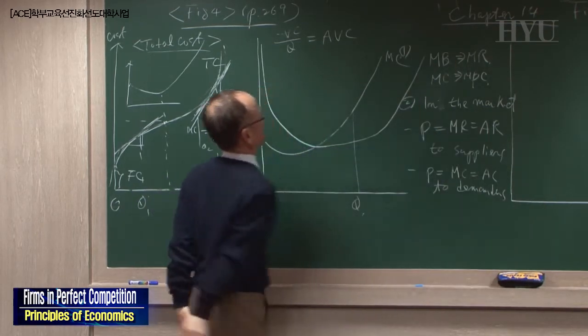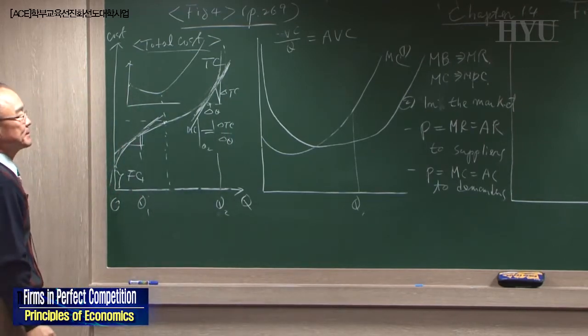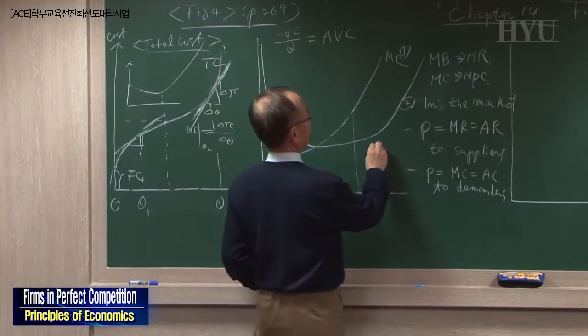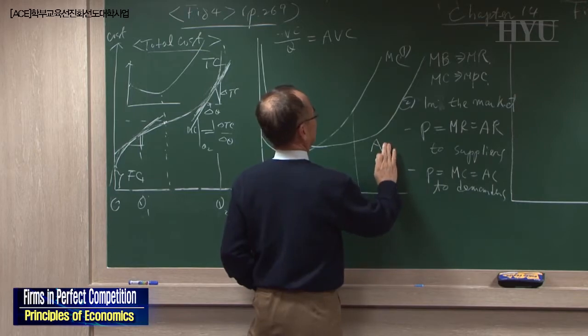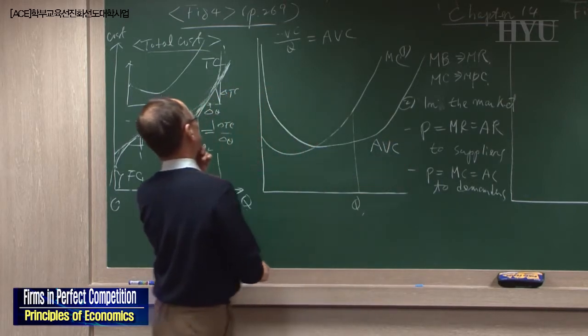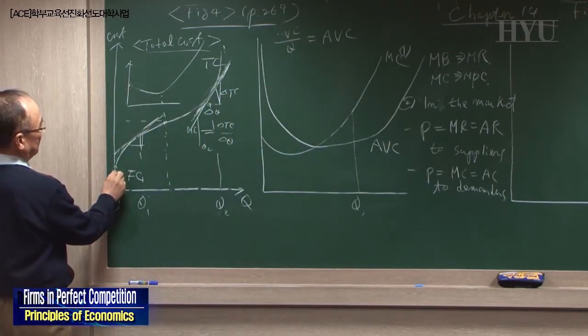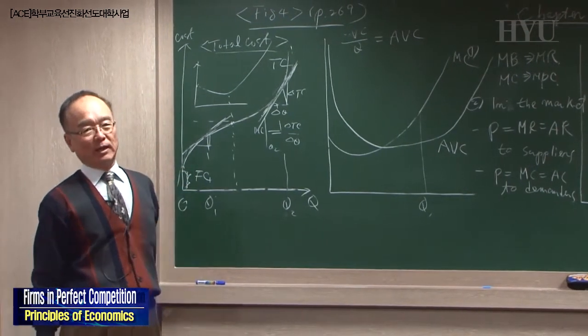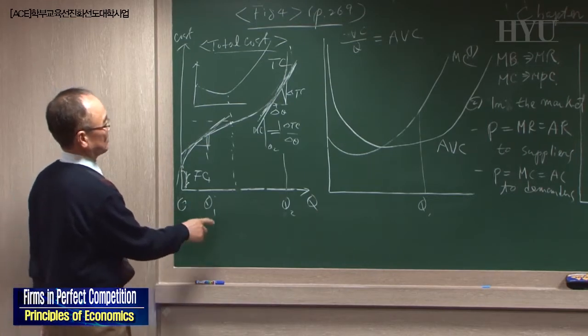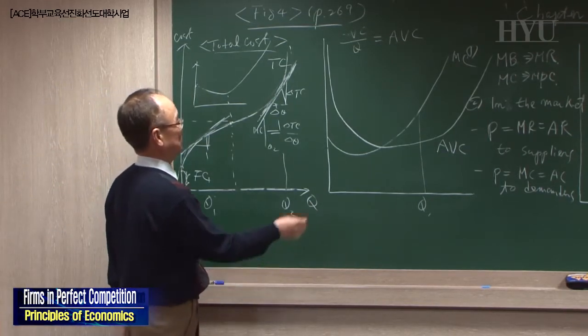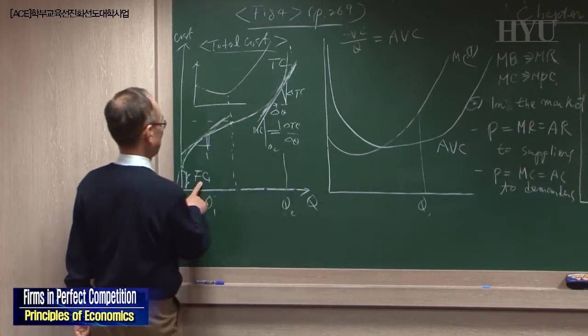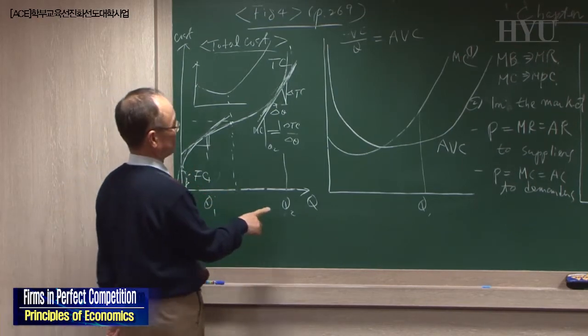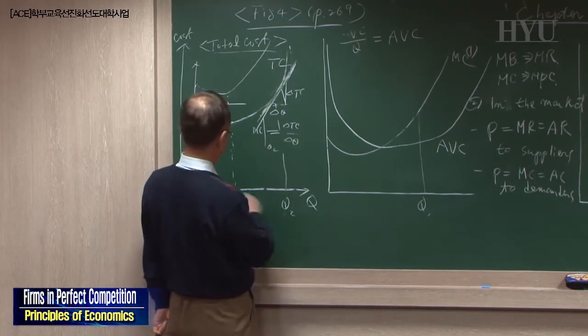This goes up like this one. Okay, this is AVC. Okay, now we have to take fixed cost into account as well. So fixed cost is fixed. So as we all know, fixed is a given number, a constant number. So something like this one.